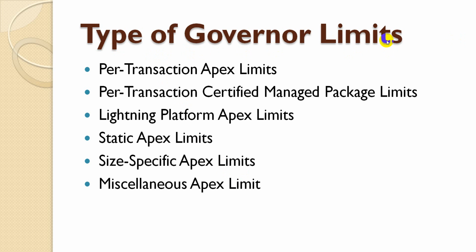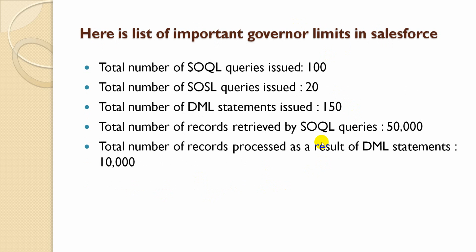The types of governor limits are: per-transaction Apex limits, per-transaction certified managed package limits, Lightning Platform Apex limits, static Apex limits, size-specific Apex limits, and miscellaneous Apex limits. These are the types of governor limits. Here is a list of important governor limits.